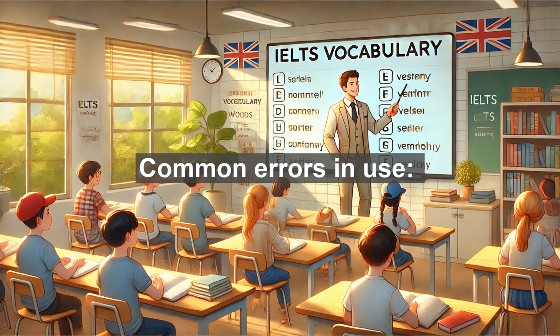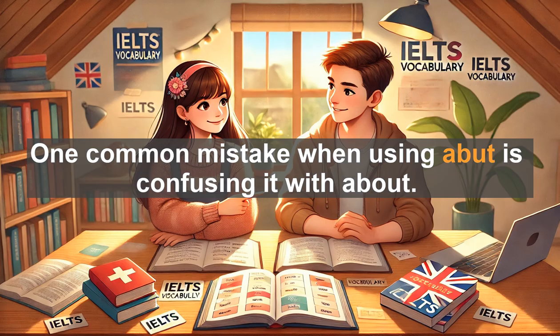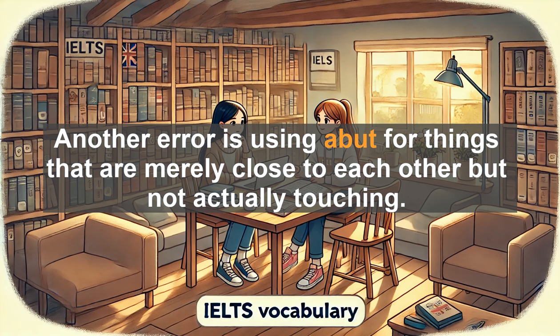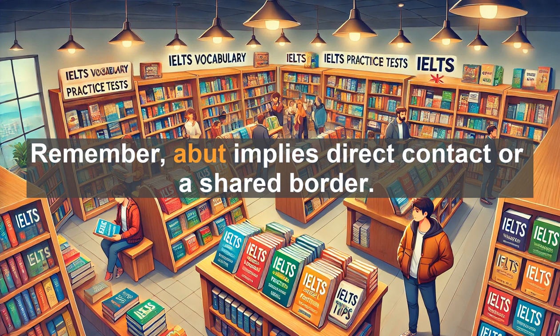Common errors in use. One common mistake when using abut is confusing it with about. While they sound similar, about is a preposition or adverb meaning approximately or concerning, whereas abut is always a verb describing physical proximity. Another error is using abut for things that are merely close to each other but not actually touching. Remember, abut implies direct contact or shared border.